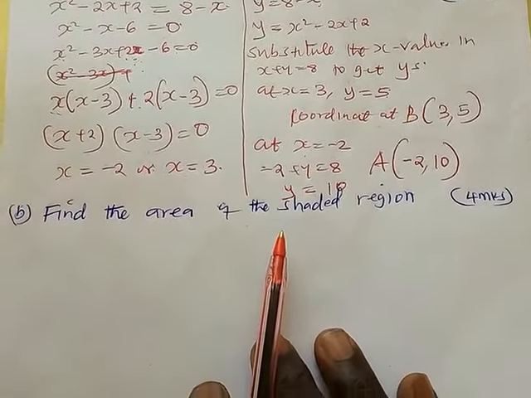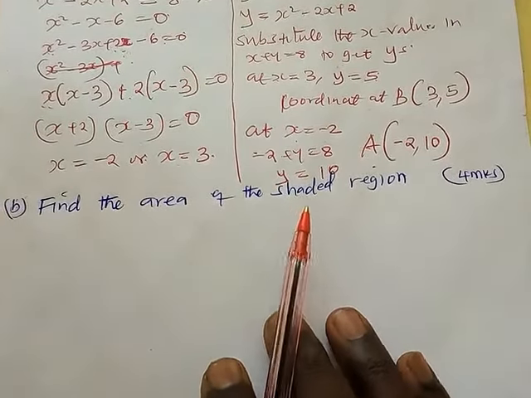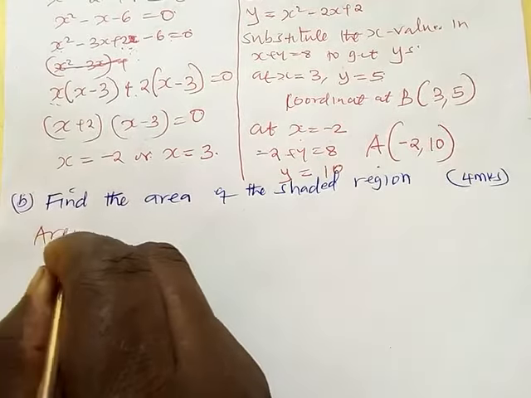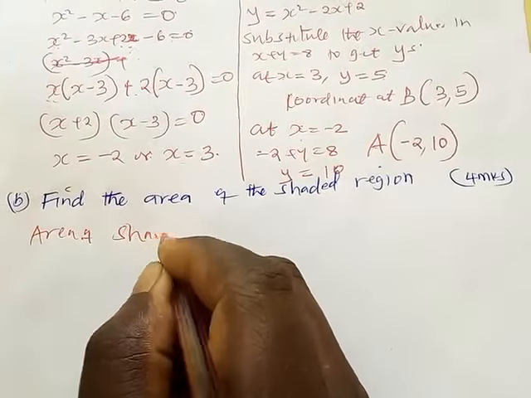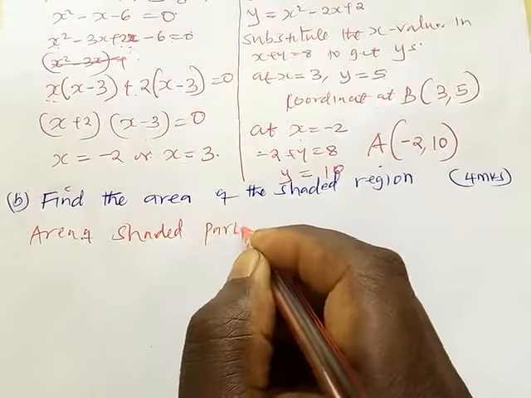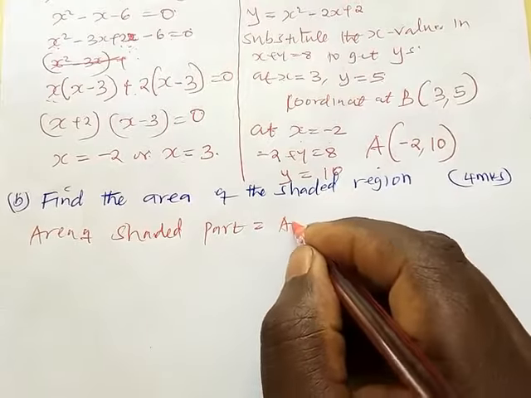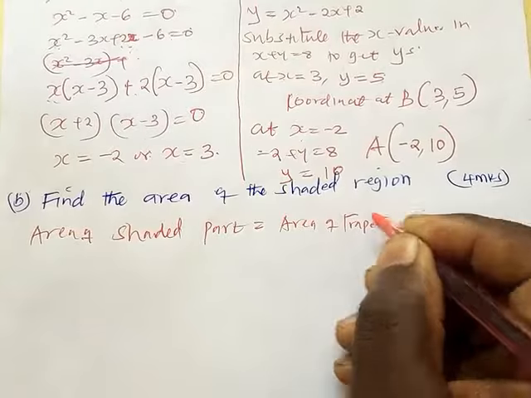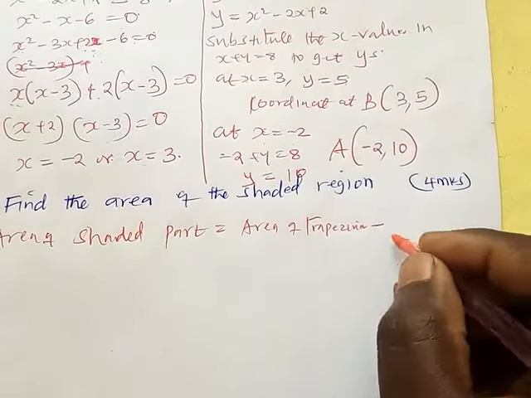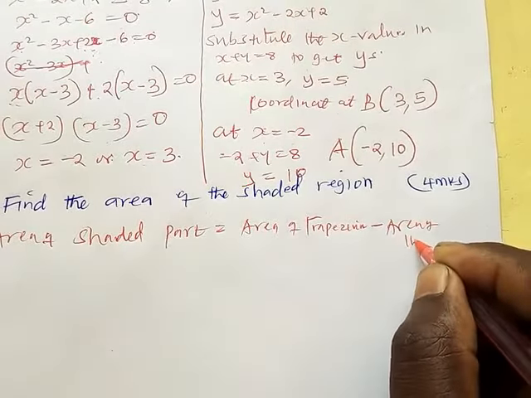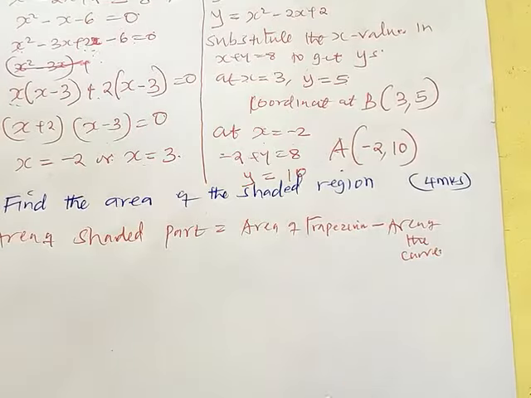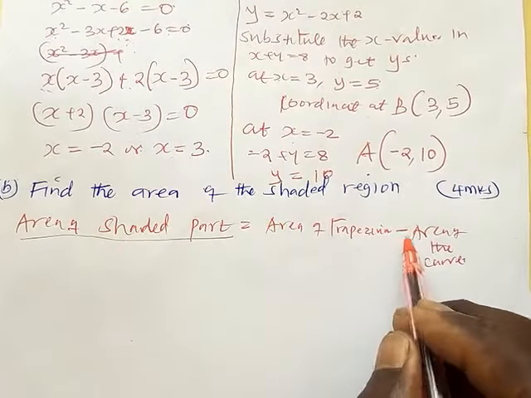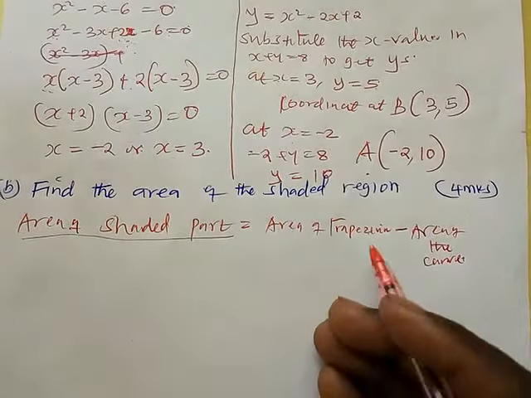So how do you get the area? There are two ways, but I want to show the most common. So area of the shaded parts or region equal to area of a trapezium minus area of the curve. Yeah, for us to get the area of the shaded region, we get the area of the trapezium and then subtract the area of the curve. So first, let us calculate the area of the curve.